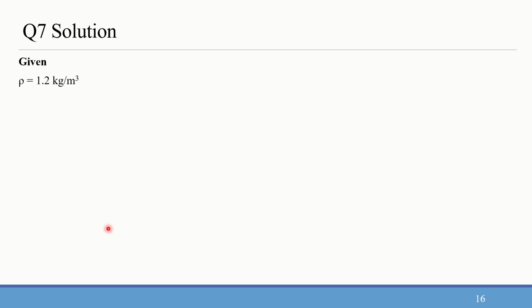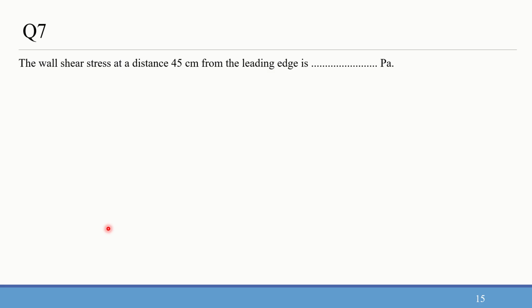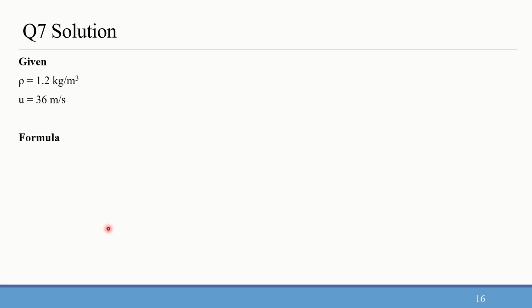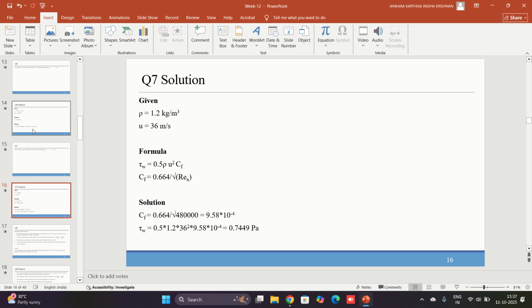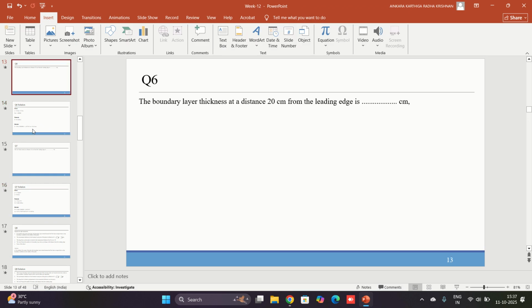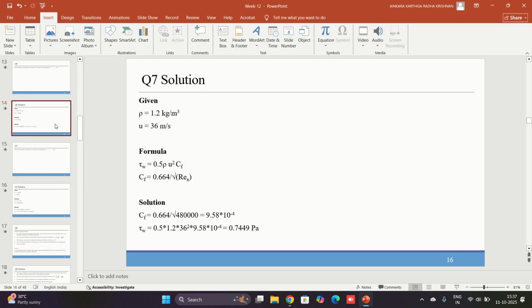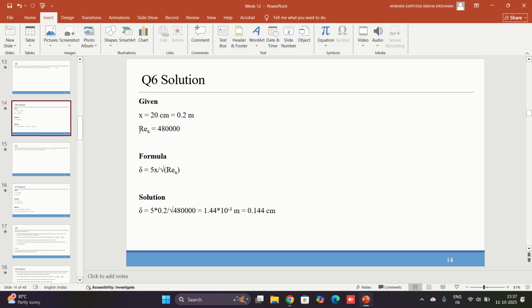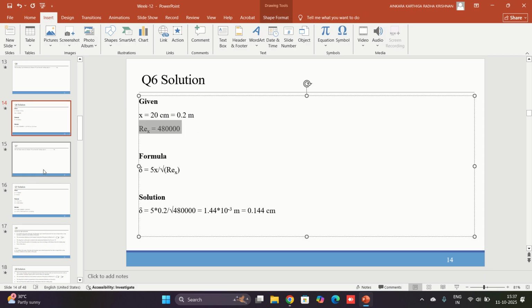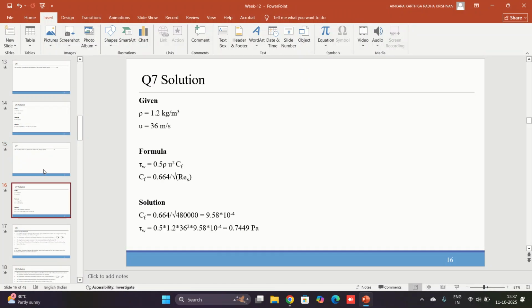Was there any particular unit asked? In the question it was asked to calculate the wall shear stress at a distance of 45 centimeter. Oh, okay. Did we calculate it at 45? It is not actually 45 centimeter, it is actually 20 centimeter. If it is 45 centimeter, again we have to do the calculation, as the Reynolds number will vary for 45 centimeter. So in the question it was 20 centimeter.